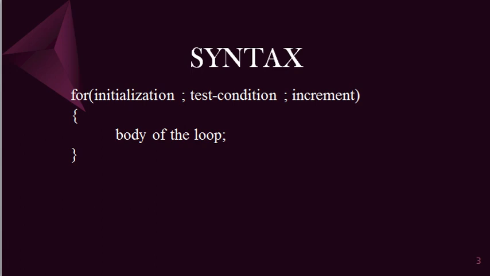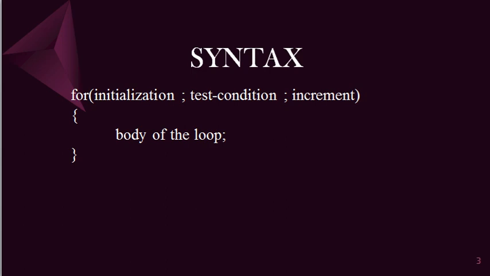We can see the syntax. This is the syntax of the for loop. It contains three sections: initialization, test condition, and increment or decrement. Then the body of the loop. So here we have the for statement, whose syntax is for, in brackets.